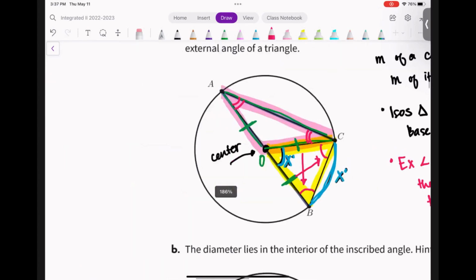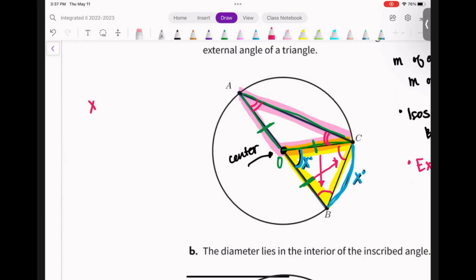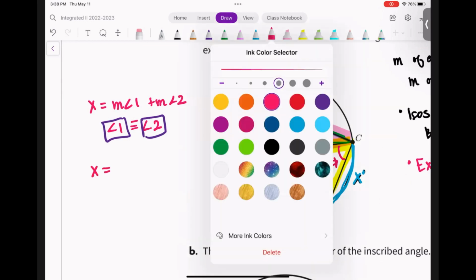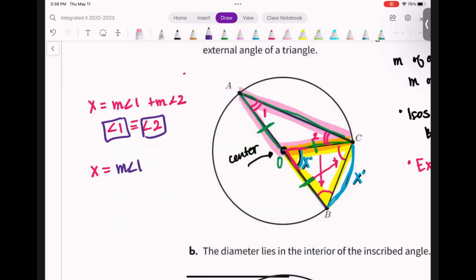It means in this case that x, this angle here, is equal to, I'm going to call these angle 1 and angle 2, the measure of angle 1 plus the measure of angle 2, right? But in this case, angle 1 and angle 2 are congruent. So that means I could substitute one in for the other. In reality, I could write x is equal to the measure of angle 1 plus the measure of angle 1. Instead of writing angle 2 here, I substituted it in.